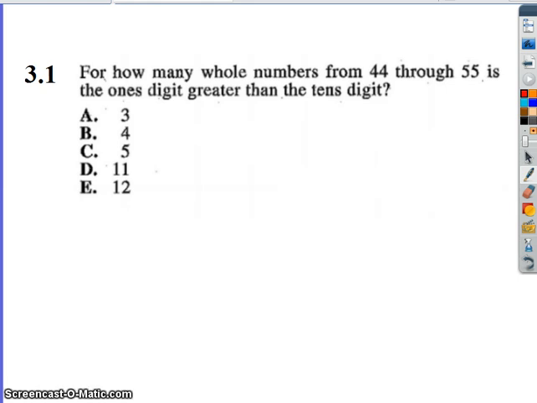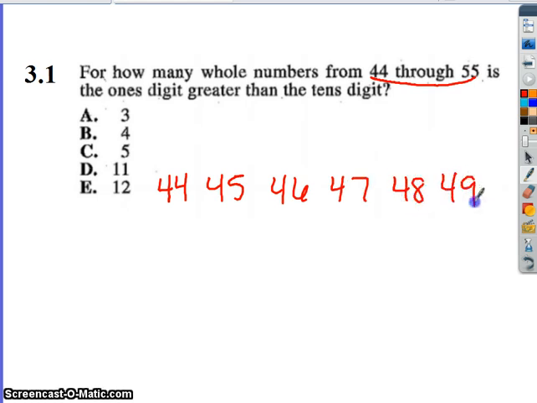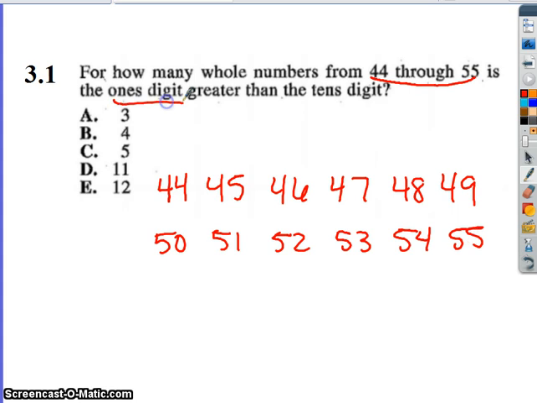So let's start off drawing 44 through 55 because it says from 44 to 55. It doesn't say between 44 and 55. So we are using the 44 and using the 55. Okay, and it says the ones digit has to be greater than, it doesn't say equal to or greater than, just greater than the tens digit. So ones digit greater than the tens digit.